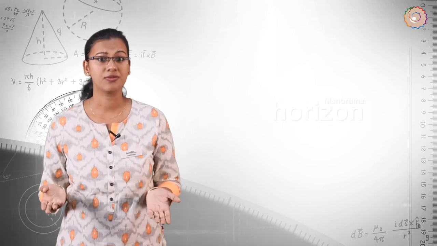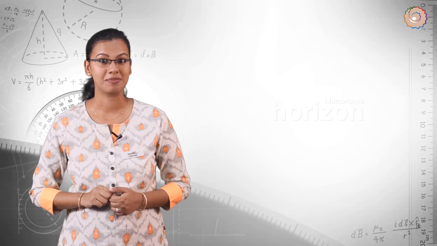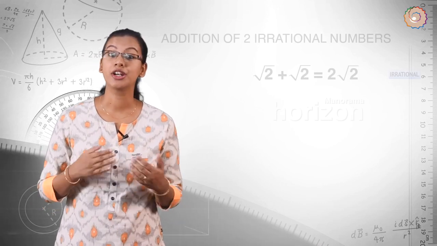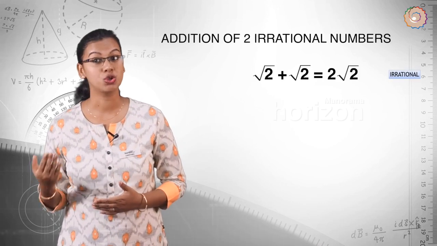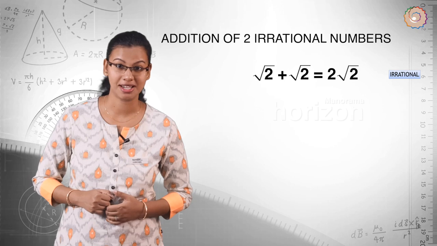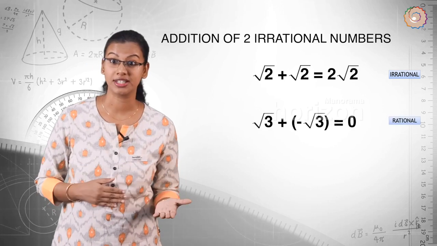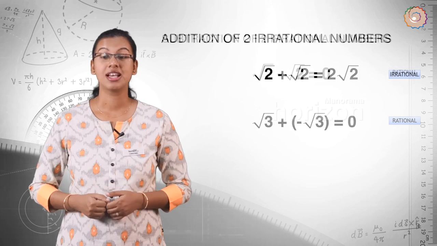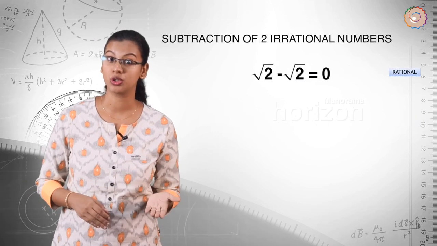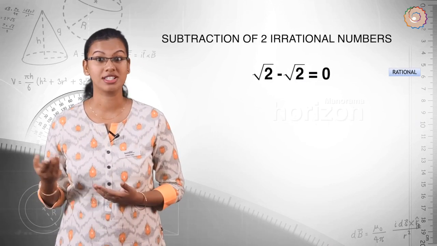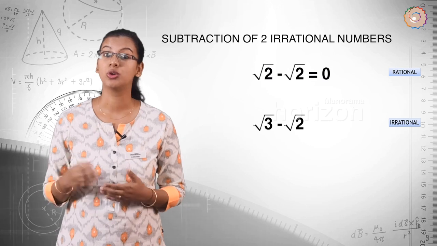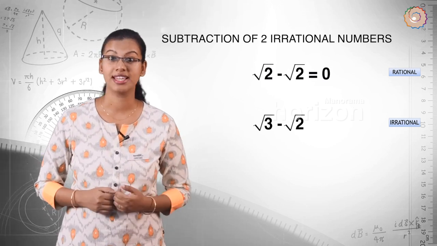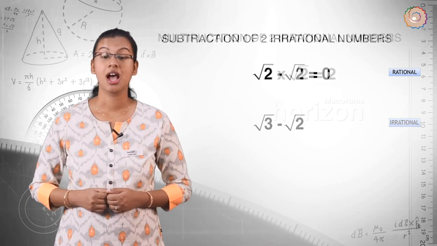But what happens if we operate two irrational numbers? Let's find out. Add root 2 and root 2, we get 2 root 2, which is an irrational number. Add root 3 and minus root 3, we get 0, which is rational. Subtract root 2 from root 2, we get 0, which is rational. Subtract root 2 from root 3, we get an irrational number.